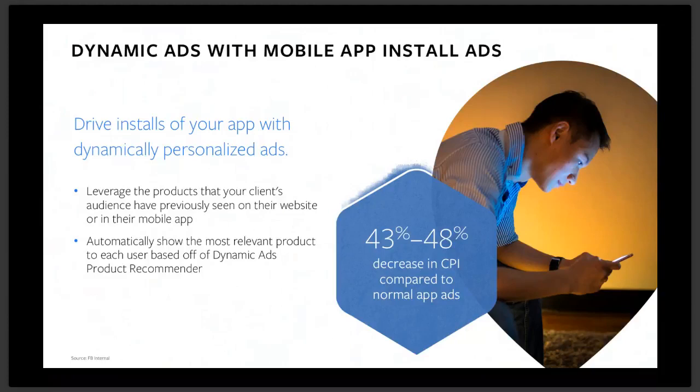Leveraging the products that your client's audience has seen on their website or mobile app, instead of just serving them an ad with a call to action to go back to the website or app to purchase, you can actually drive them into the App Store in order to download the mobile app. And we saw an almost 50% decrease in cost per install when compared to normal app ads. You can imagine that makes sense, because with dynamic ads, the mobile app install ads can be far more relevant and personalized than a generic app ad.